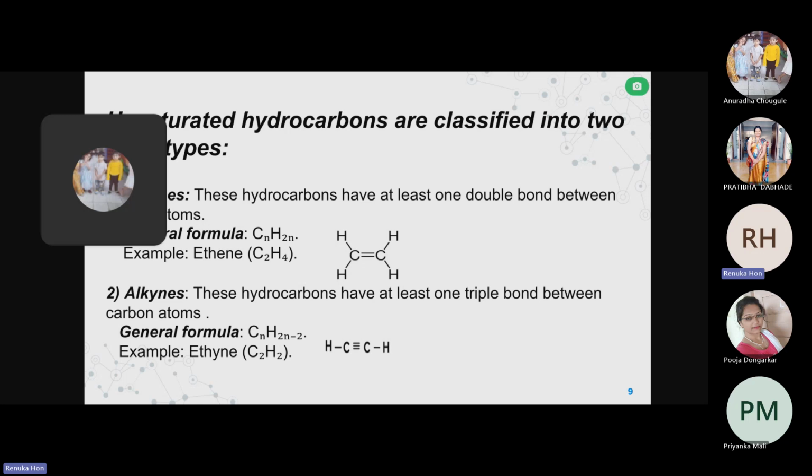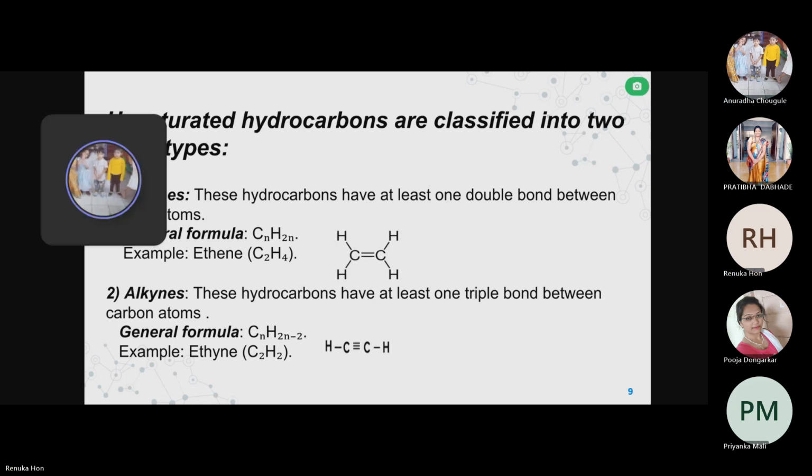The second type is alkynes. These hydrocarbons have at least one triple bond between the carbon atoms. Alkenes mean a carbon-carbon double bond; alkynes mean a carbon-carbon triple bond. The general formula of the alkynes is CnH2n-2. An example of an alkyne is ethyne, which has two carbons and two hydrogens, with a carbon-carbon triple bond between the carbons. Understood? Types of unsaturated hydrocarbons.